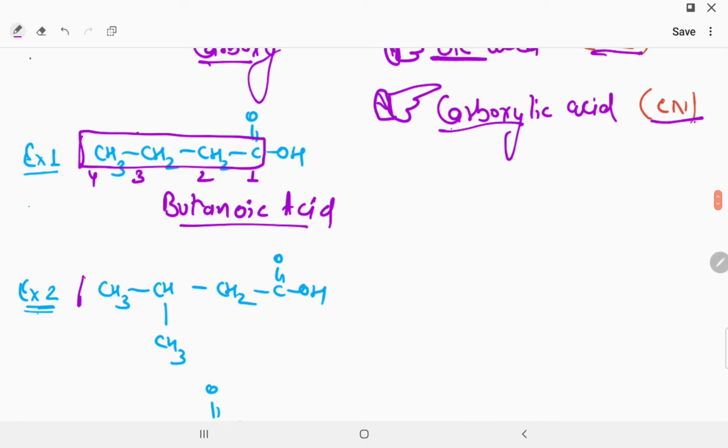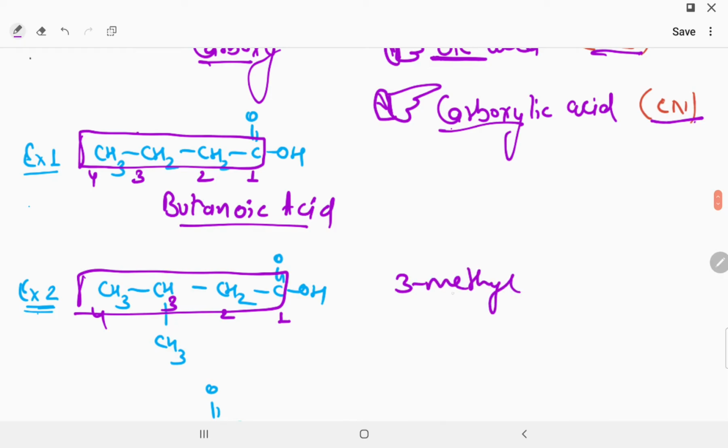Now in this the parent chain is like this. Directly, in the example number 2, containing 1, 2, 3, 4, at position 3 there is a prefix. So we can say 3-methyl butanoic acid.